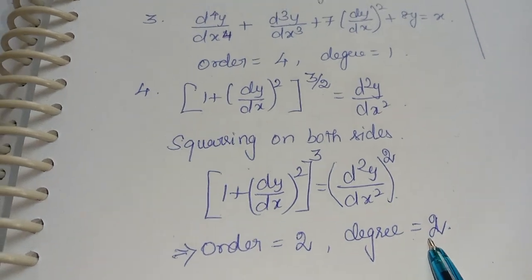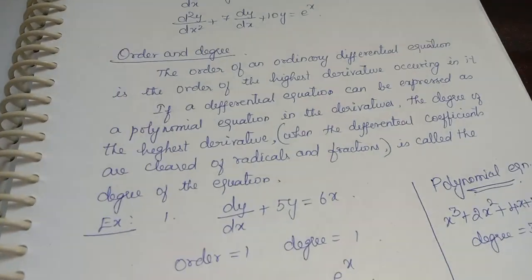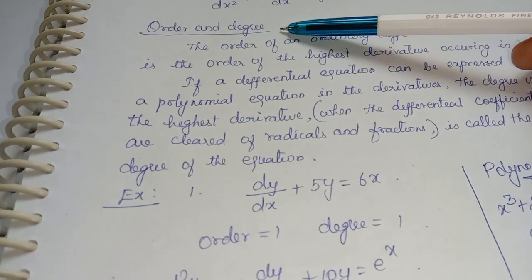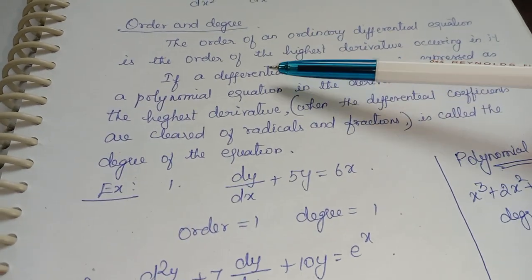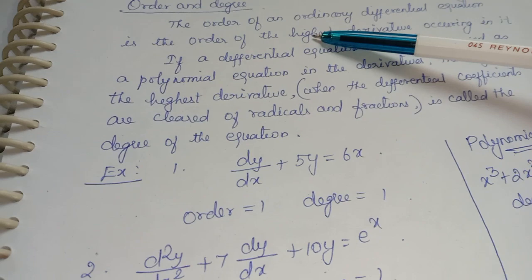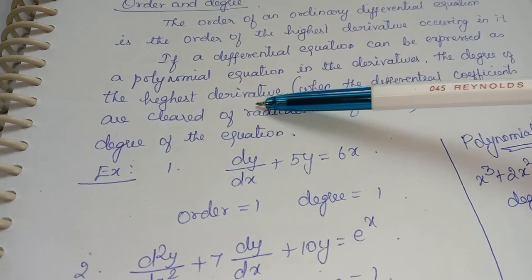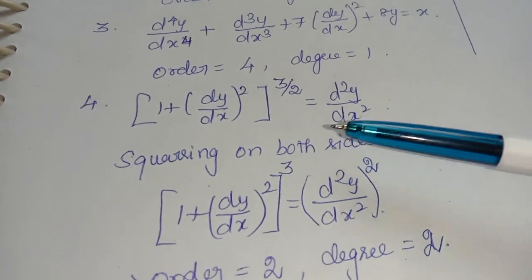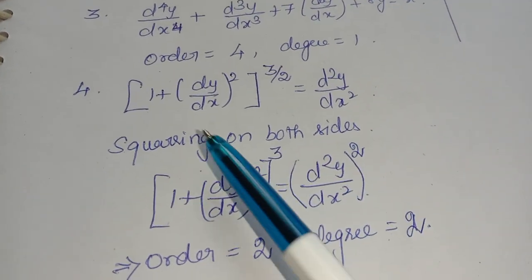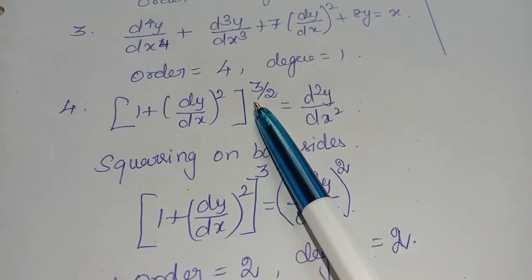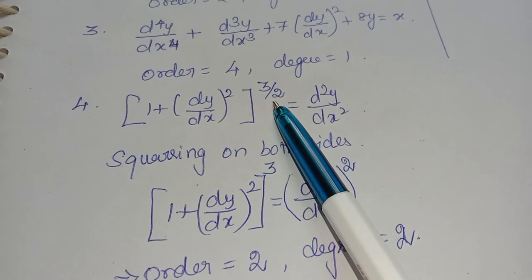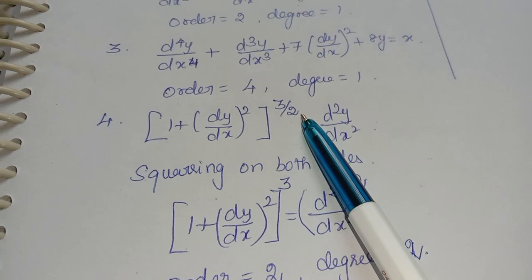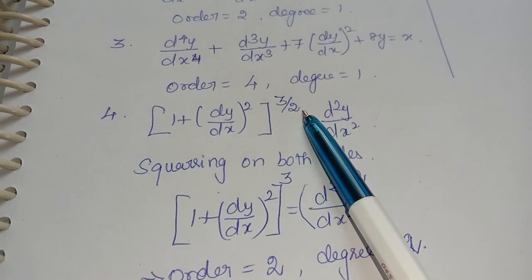So what are the things we have discussed in this class? First one is what is a differential equation and how to find its order and degree. Order of the equation is nothing but the order of the highest derivative, and degree is nothing but the degree of the highest derivative. Before finding the degree of the equation, you have to be careful that the equation does not have any fractional powers. If you have any fractional powers, you have to remove them first and then find the degree of the equation.